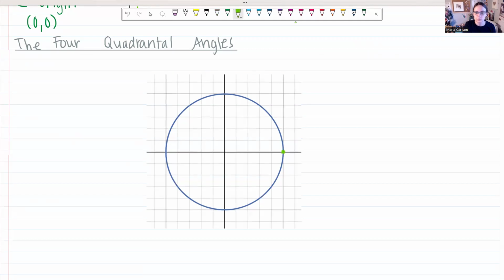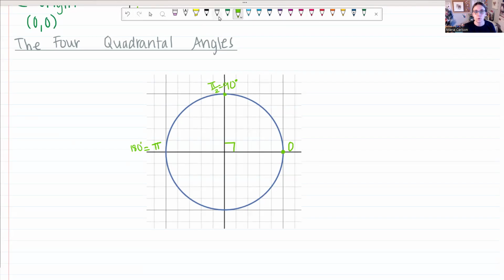So here we have 0 degrees or 0 radians, however you want to look at it. The first quadrantal angle is 90 degrees. So this is 90 degrees, or what we call pi over 2, because half of a circle, let's not forget, half of a circle is pi, or 180 degrees. So half of a half, or a quarter of a circle, is pi over 2, which is 90 degrees.